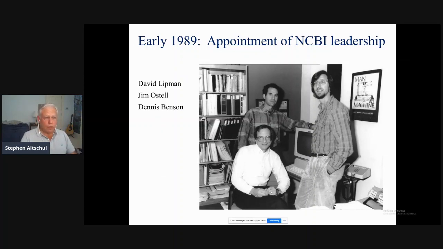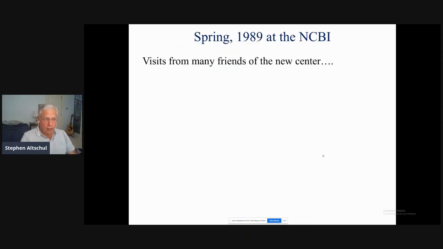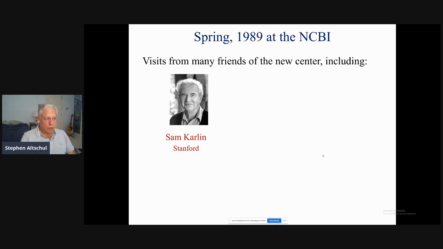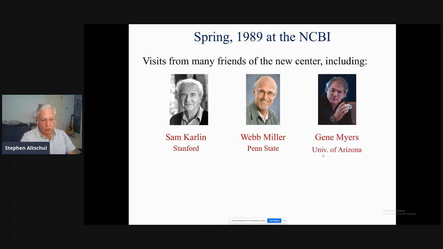So I, being a postdoc with David Lipman, moved over there with him in early '89. And in the spring of '89, we started getting visits to this new center from a number of friends. These included Sam Karlin, a mathematician at Stanford, and I'll have more to say about him. Webb Miller, a computer scientist at Penn State, and Gene Myers, a computer scientist at the University of Arizona. These two had collaborated on quite a number of papers in bioinformatics before this, and were good friends.